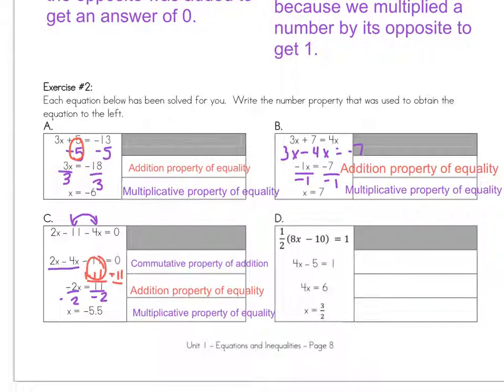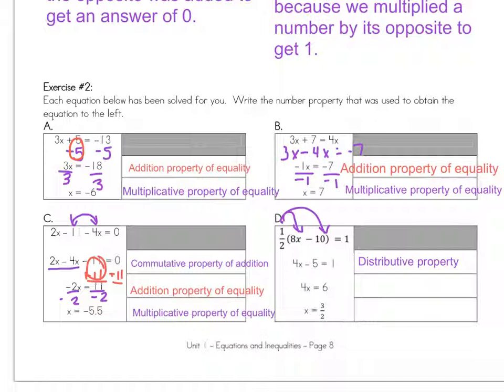So the last and final question of exercise 2 is the equation half times the quantity 8x minus 10, and that all equals 1. So that somehow became 4x minus 5 is equal to 1. Some of you are thinking, I know that you guys know this one. This is the one that you like. I love that you're thinking this. The distributive property. If you are thinking that, you are absolutely correct. So half of 8x is 4x. Half of 10 is 5. So the first step would be the distributive property.